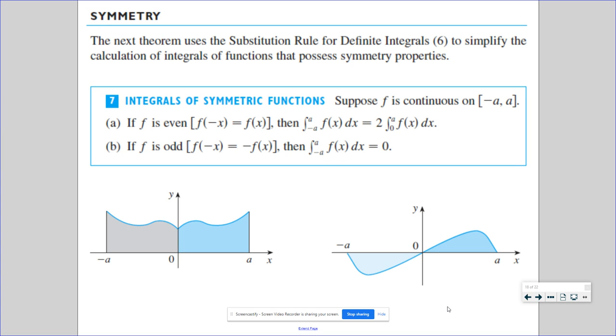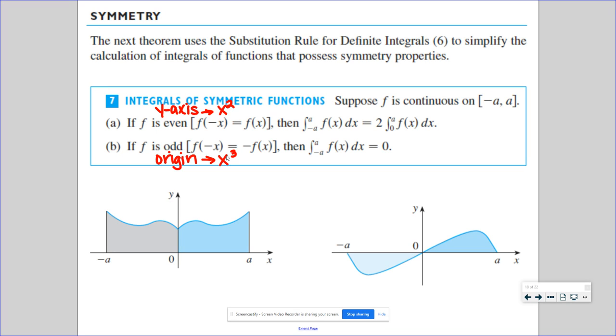These two little rules apply only to functions that are symmetric. Okay, so there's even functions and odd functions. So real quick review, even functions have y-axis symmetry. Odd functions have origin symmetry. So for even functions, think like parabolas. Odd functions, x cubed is a cubic function. That's a perfect example.